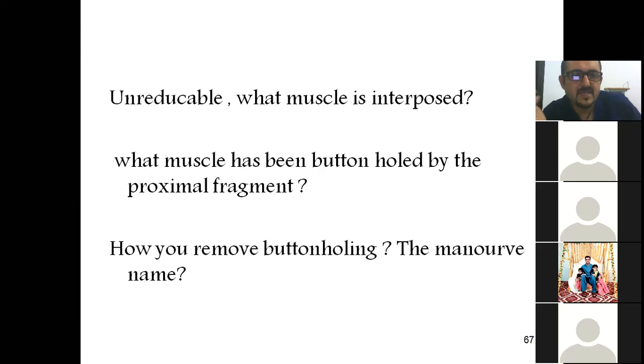If the supracondylar fracture is irreducible, which muscle is interposed? Brachialis, sir. Very good. And the muscle is buttonholed. Which muscle is buttonholed then? Triceps? No, the same, brachialis. Nice. Both of them are brachialis. So how do you remove the buttonholing? Basically, do the milking maneuver. You milk up the proximal fragment and go distally and try to reduce the buttonholing. It's called the milking maneuver.